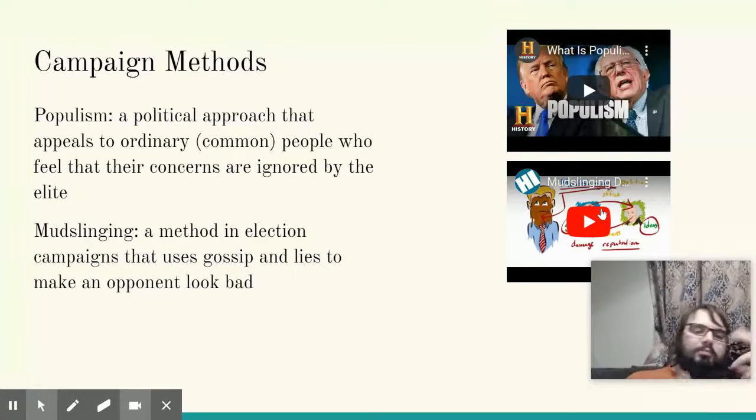But basically, mudslinging is not about running on what you want to do as president. It's more about running on, well, that person is not as good to be president as I am. I'm clearly a much better choice than them because did you hear this about them? This is what's really terrible about them. That's kind of what mudslinging is. You're throwing mud at somebody else. Okay?